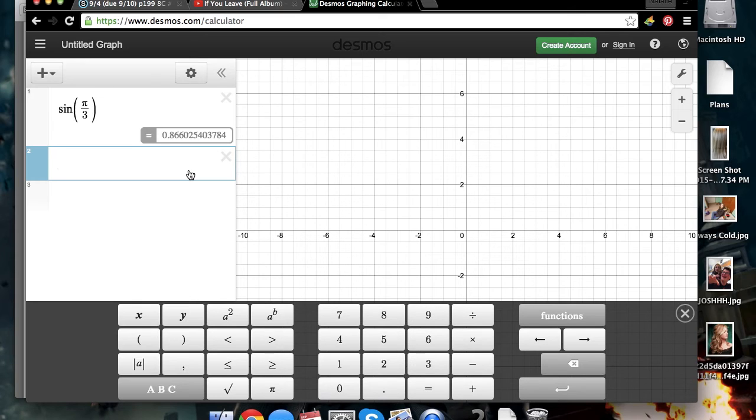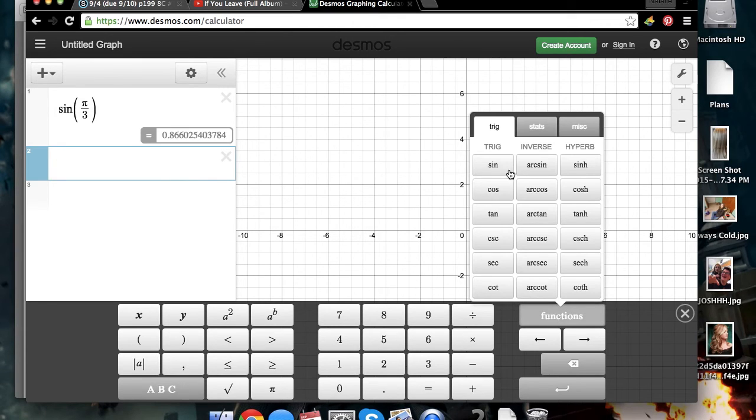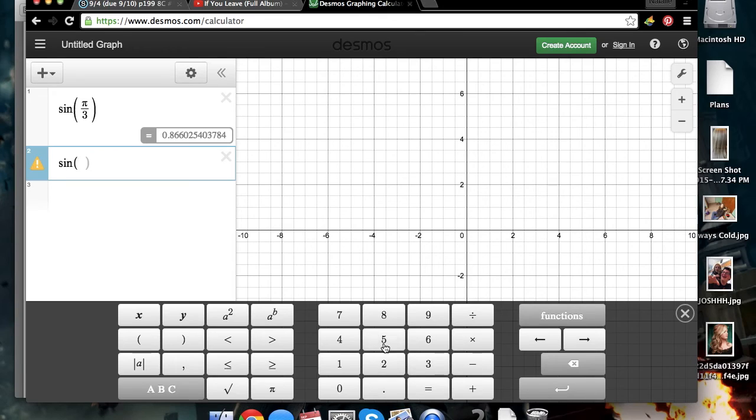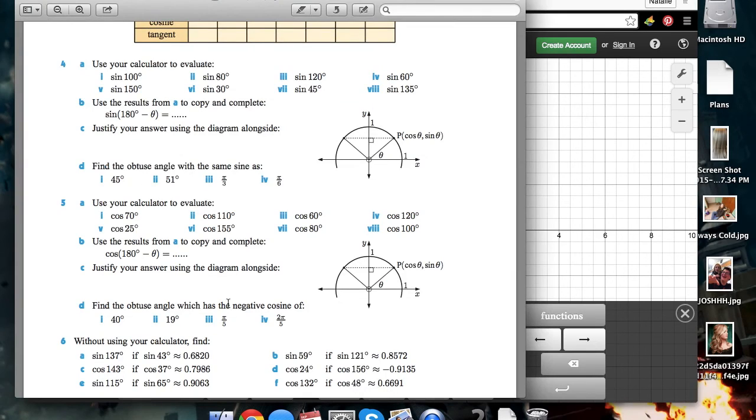So if you take pi and subtract pi over 3, you're going to get 2 pi over 3. So I'm going to go to functions, go to sine, and enter 2 pi over 3. And it's the same thing. And you can write that down. And you're going to do the exact same thing for the next part, which is pi over 6.